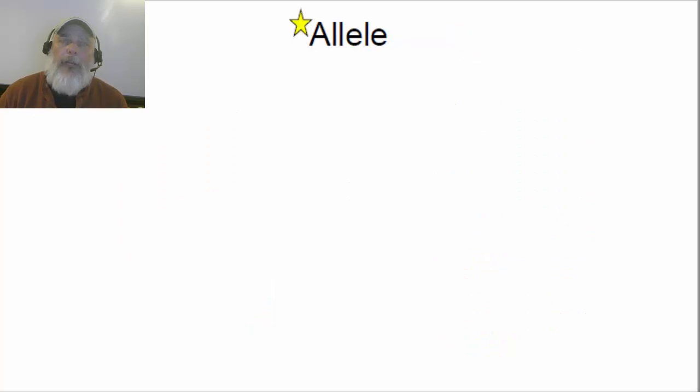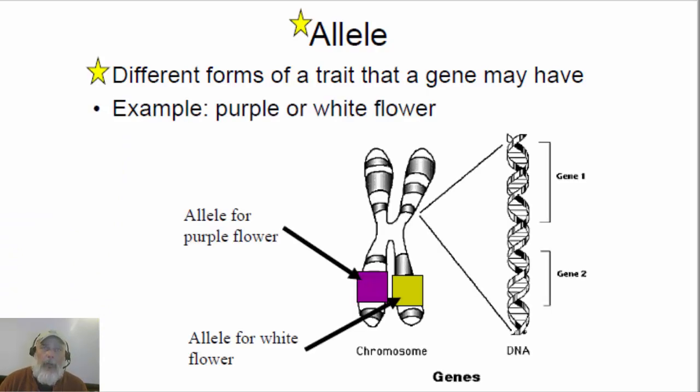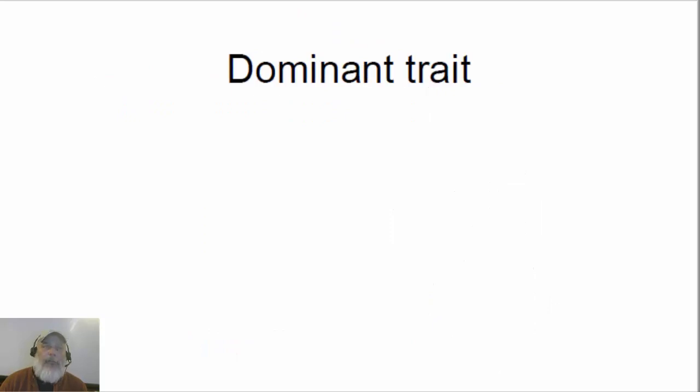Alleles. What are alleles? The definition of an allele is that an allele is a different form of a trait that a gene may have. For example, flower color for the pea plants that Gregor Mendel had was purple. This chromosome has an allele for a purple flower, and over here on this side, this is an allele to make a white flower.